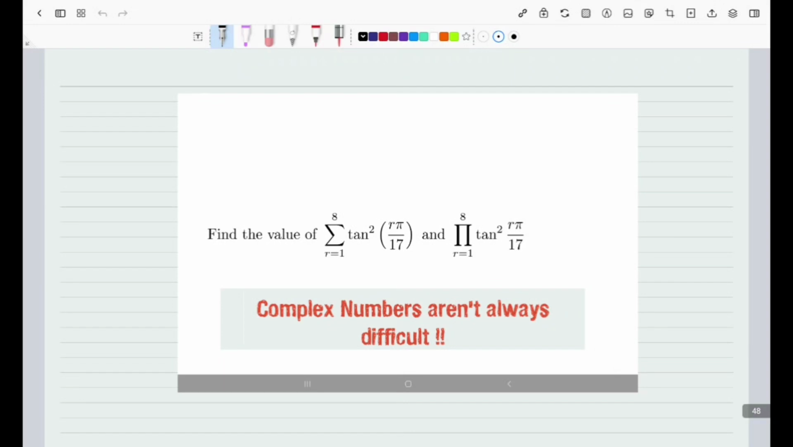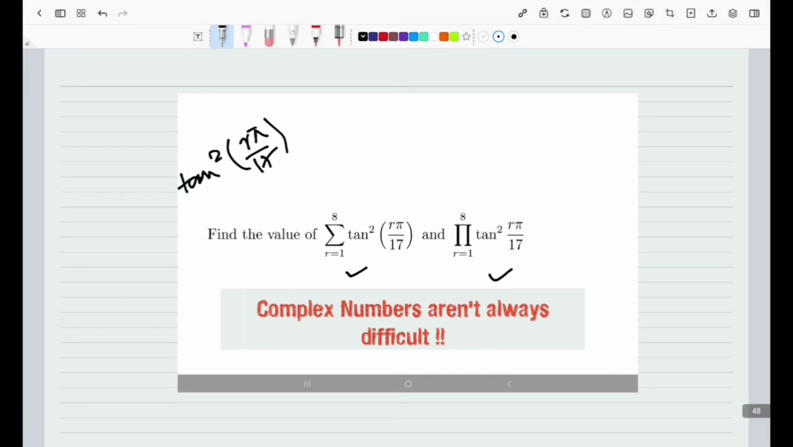In this problem, the thought process is that we need to think about an equation so that we can find both the sum and the product in one single go. We don't have to think about any other terms or ways out. If we can find an equation whose roots are tan square r pi by 17, we can find the value of the product as well as the sum by Vieta's theorem.